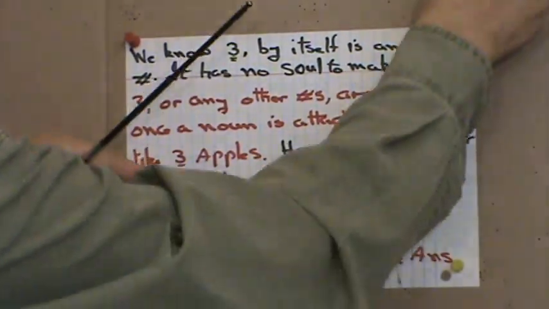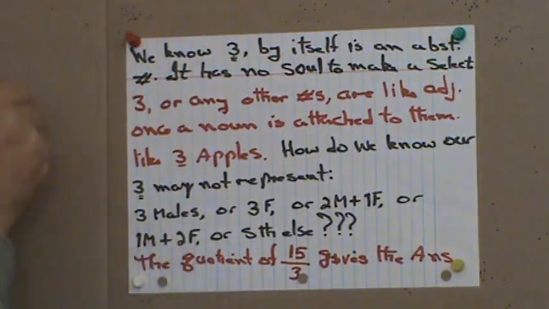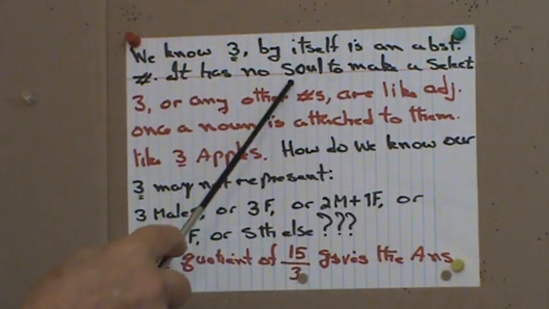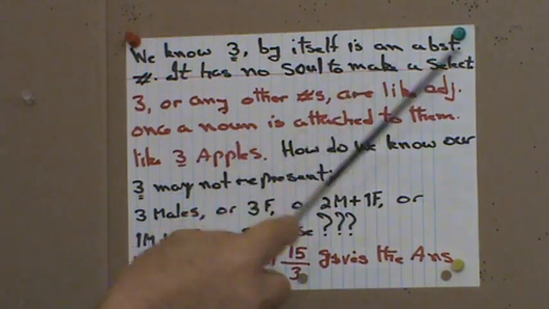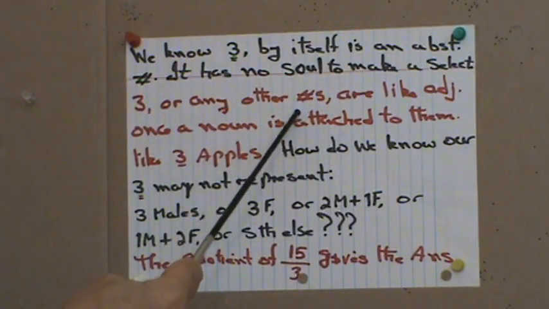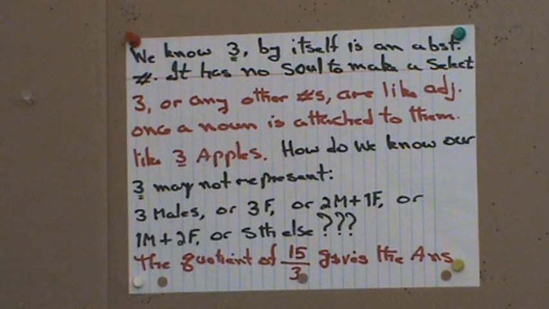Now, the answer is this. We know 3 by itself, as I already mentioned, is an abstract number. Is that right? It has no soul to make a selection for itself. It has no magnet. It has nothing to do. It's just an abstract number, like the numbers we call adjectives. Once a noun is attached to them, like three apples, then three stands for the quantity of that.